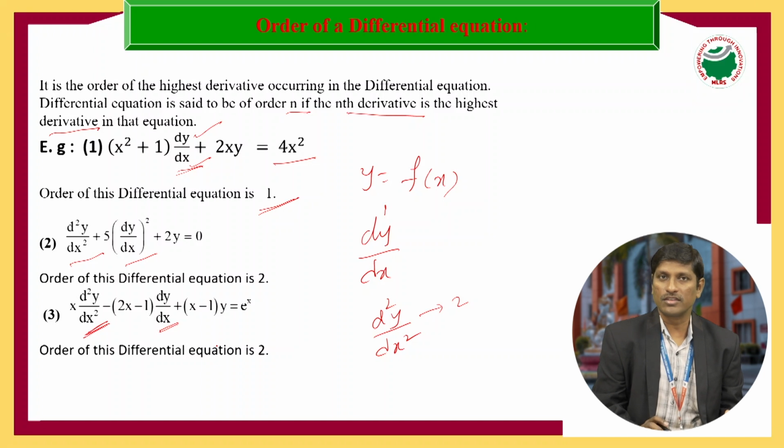Is it clear? So order is the highest derivative appearing in the equation. Suppose here it had dy by dx whole power 5 also, we don't bother about it. Why? Because we require only the highest derivative. d square y by dx square is the highest derivative, so the order is 2.